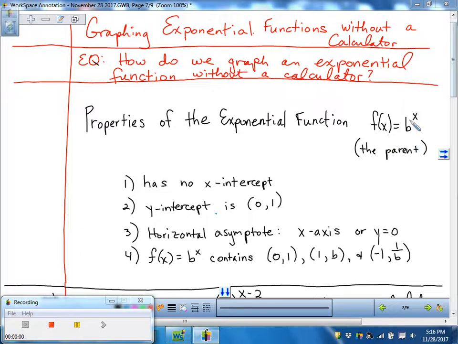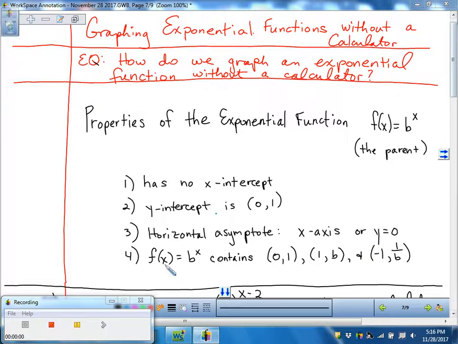f of x is equal to some base b to the x power. We're going to call this the parent. Your properties are as follows. First one, the parent function is going to have no x-intercept. It's never going to cross the x-axis. Second one, y-intercept is going to be (0, 1). Third property, horizontal asymptote will be located on the x-axis, or y equals 0.